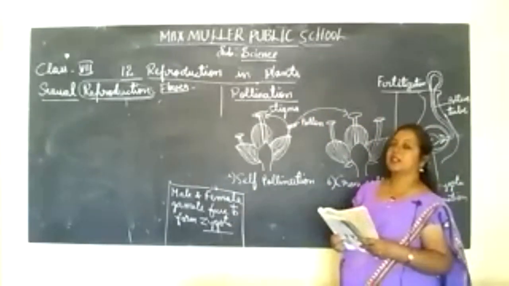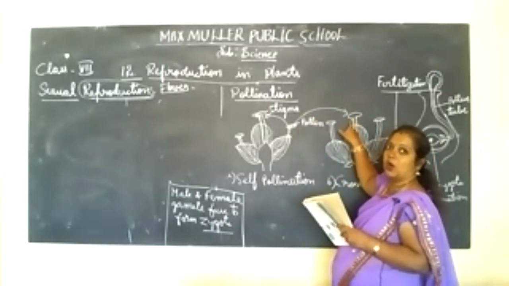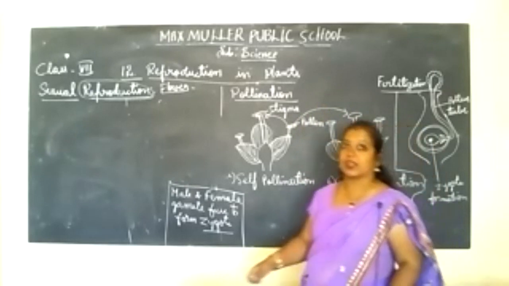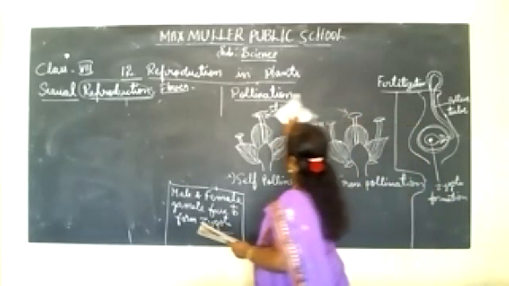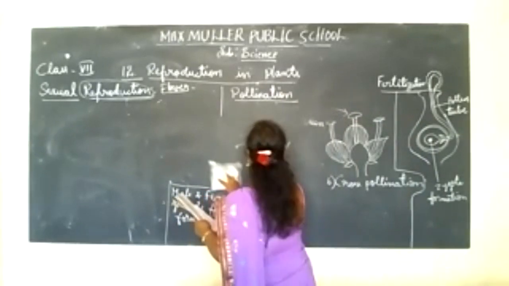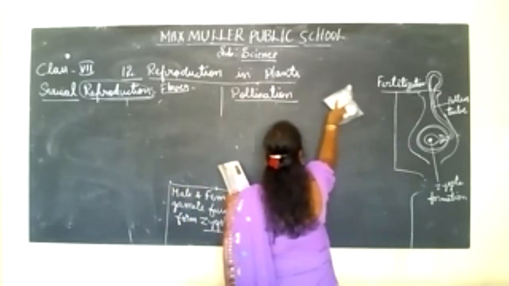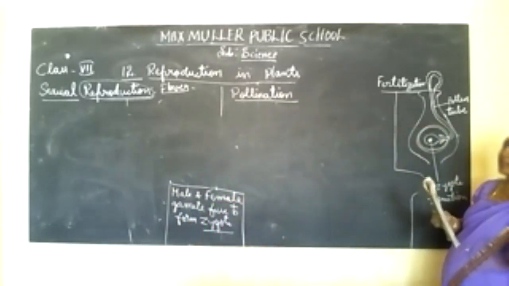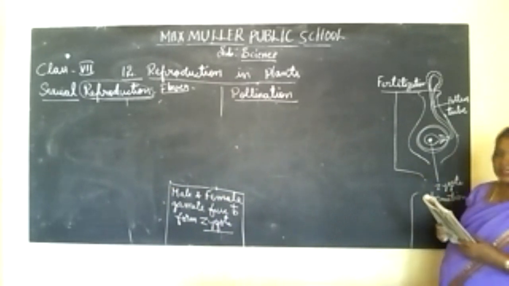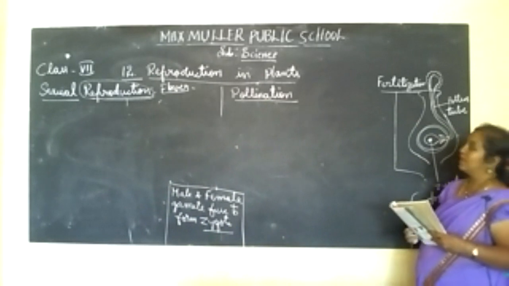Now we will learn how, when it has reached here, it is going to fuse together and form a zygote. Okay. Now I will erase the self-pollination and the cross-pollination. Now we will come to the last step of sexual reproduction. So after pollination is over, what happens?